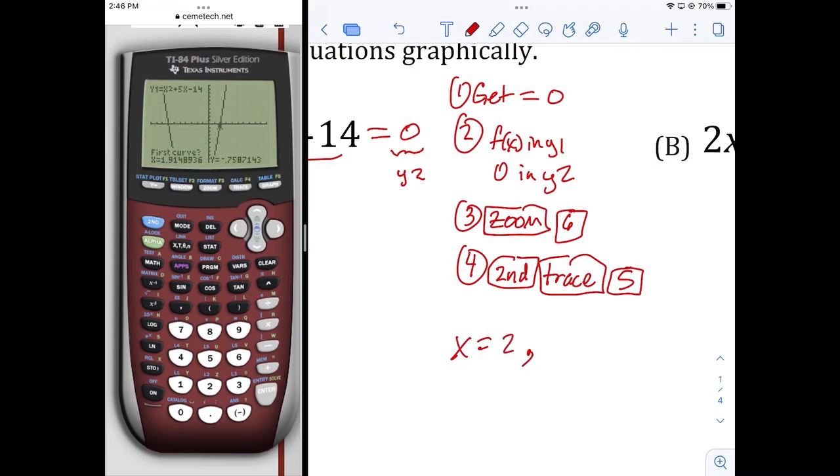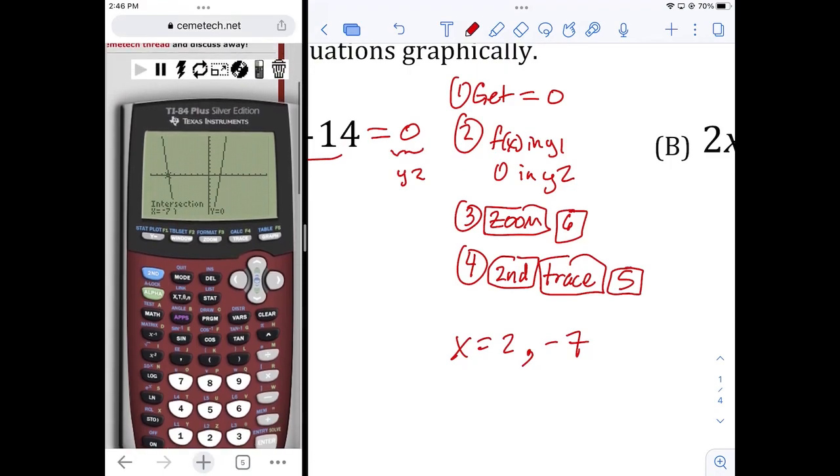Then do it again. Second trace, number 5, enter, enter. But now for your guess, you have to either scroll until you're past the midway between them, closer to it, or you can just type in a number that's over there. I'm closer, I'll hit enter. And you get negative 7. That's all we're doing. Now, if you don't graph 0 in Y2 and you try second trace number 5 intersection, it's not going to work. But it's the quicker, faster way, because you can just hit enter, enter, enter.